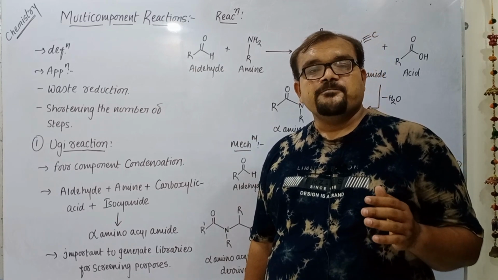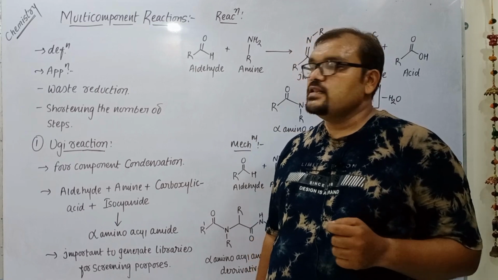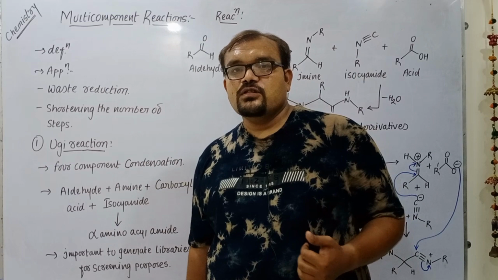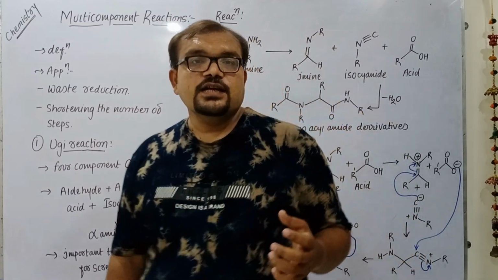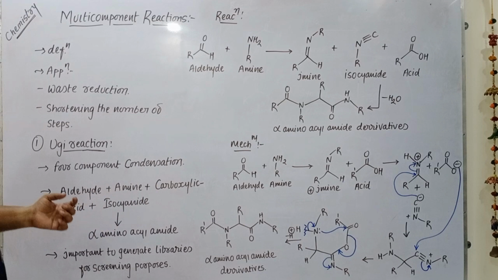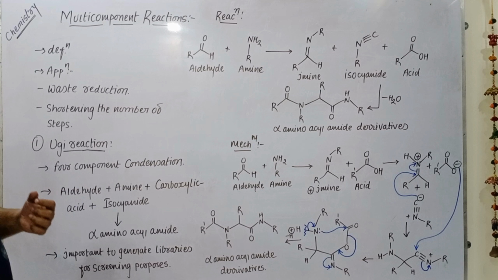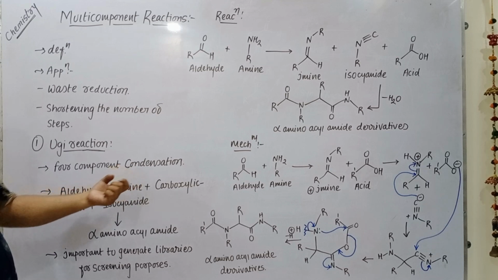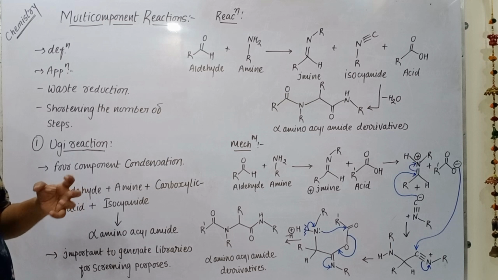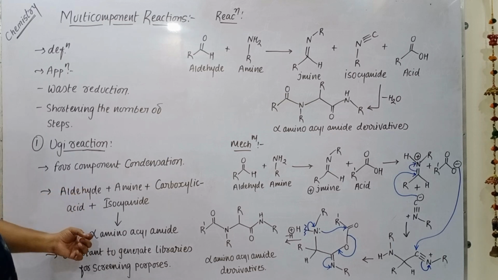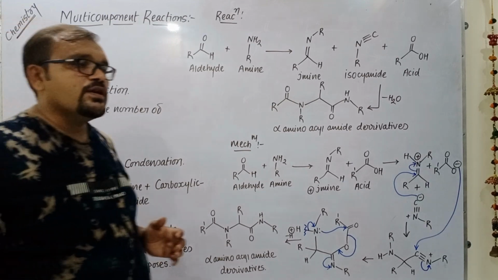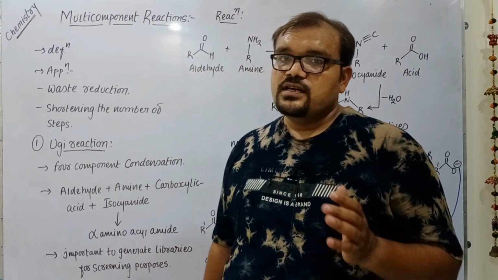Now let me start our first multi-component reaction, that is Ugi reaction. As we can see on the board, Ugi reaction is a 4-component condensation. Which are those 4 reactants or components? It can be defined as aldehyde, amine, carboxylic acid and isocyanide combined with each other to give alpha amino acylamide derivative. Such a process or reaction is known as Ugi reaction.